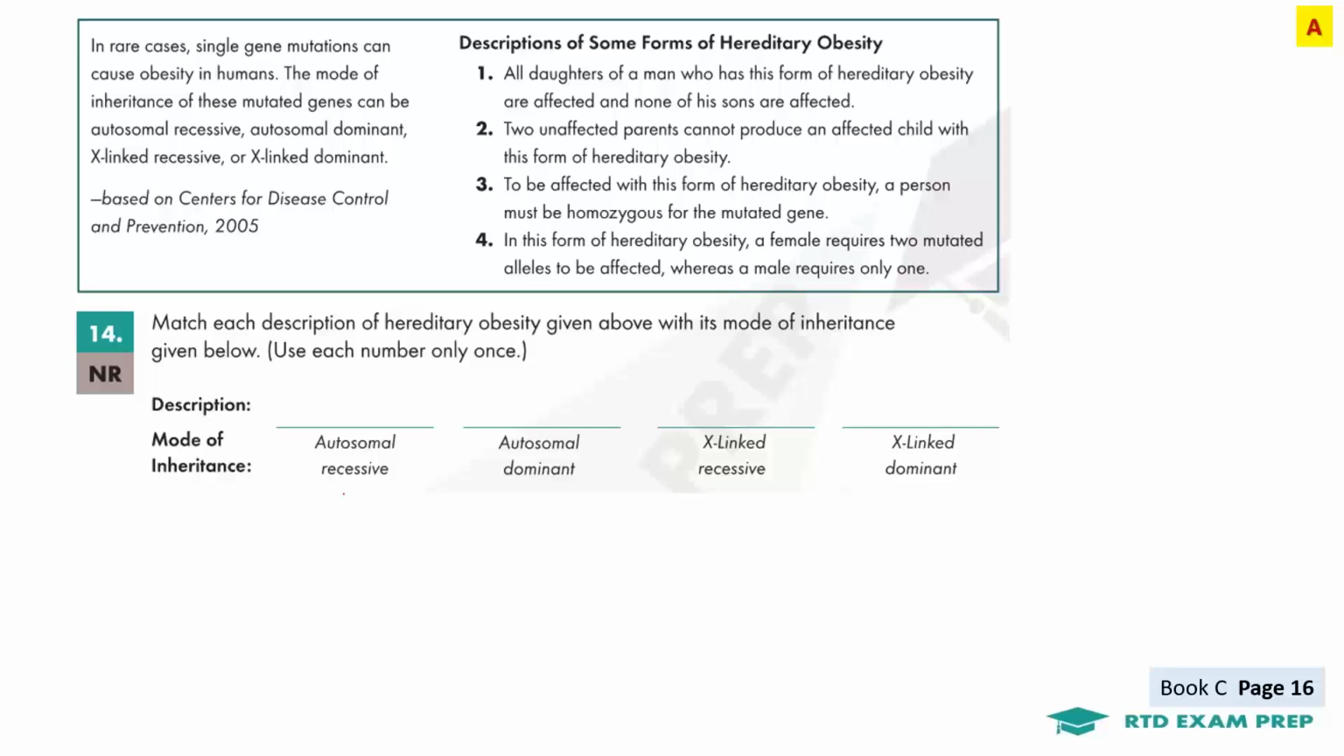So right now I go to my list. To be affected with this form of hereditary obesity, a person must be homozygous. That is true. But I haven't gone through all of them. Let's see if that sticks. Autosomal dominant. 2 unaffected parents cannot produce an affected child. 2 unaffected, because they're recessive, cannot produce an affected. Yeah, that's true. Because if they were both 2 little d's for disorder, they could never produce the dominant disorder. So therefore, 2 works really well there.